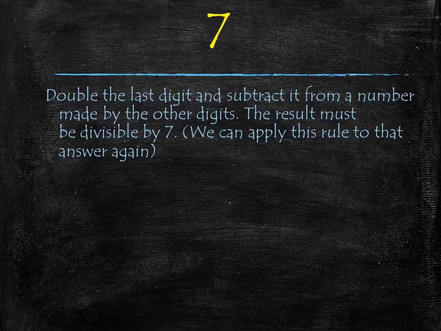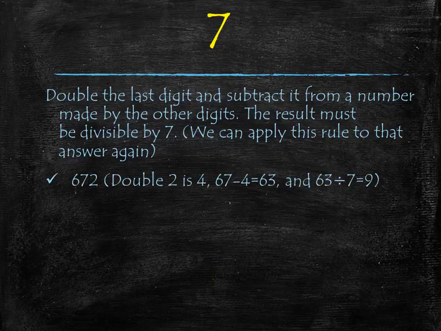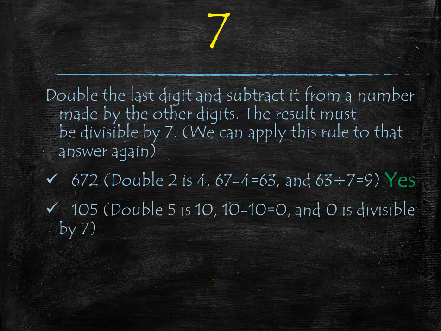Next, 7. Double the last digit and subtract it from the number made by the other digits. If the result is divisible by 7, then that whole number is divisible by 7. We can repeat this rule if needed. For example, 672. Double the last digit equals 4. 67 minus 4 equals 63. 63 divided by 7 equals 9. So yes, it's divisible by 7.